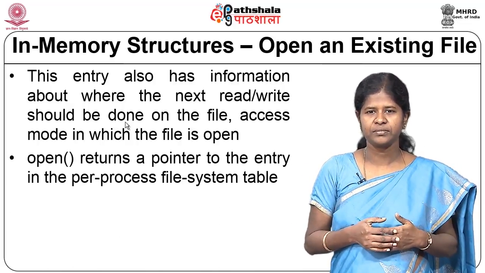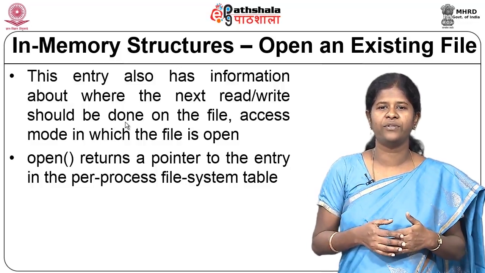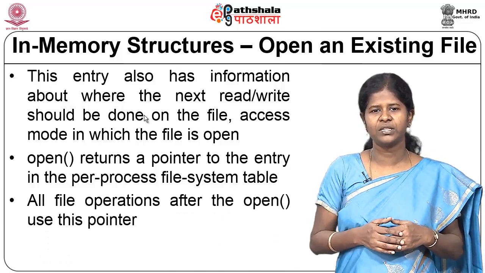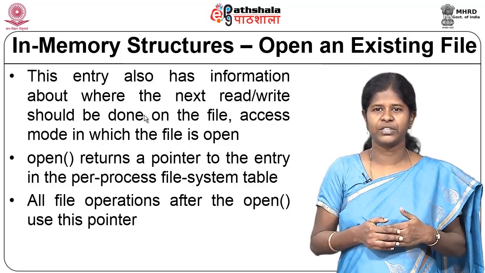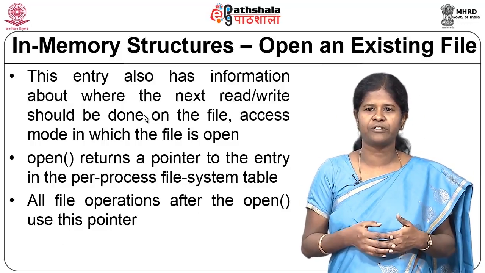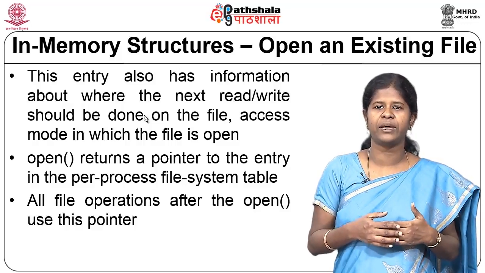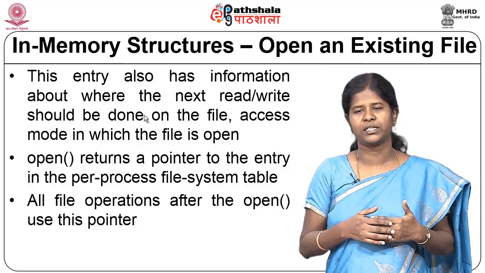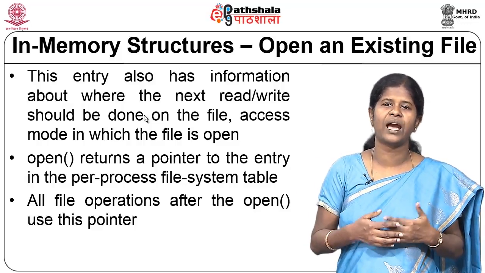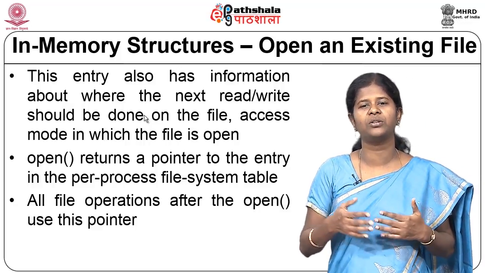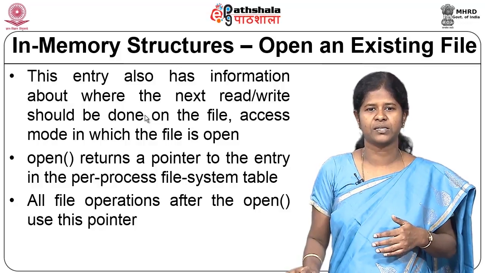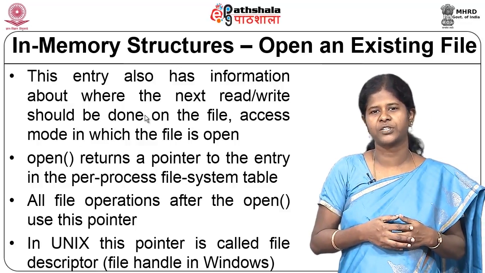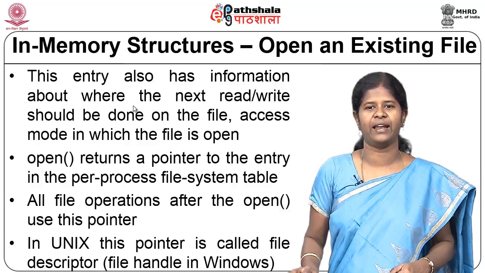All that information will be kept in this file table entry. And finally, the open will return a pointer to the entry in the per process file system table. So, after this, all file operations that have been done, after the open you will have to read from the file, you may have to write into the file, and so on, will use this pointer to access the per process file system table, and thereby it can make use of the system wide file table entry which will have the FCB. FCB will have information about the location of the contents of the file in the disk. In Unix, this pointer that has been returned is called a file descriptor, and in the case of Windows this is called a file handle.